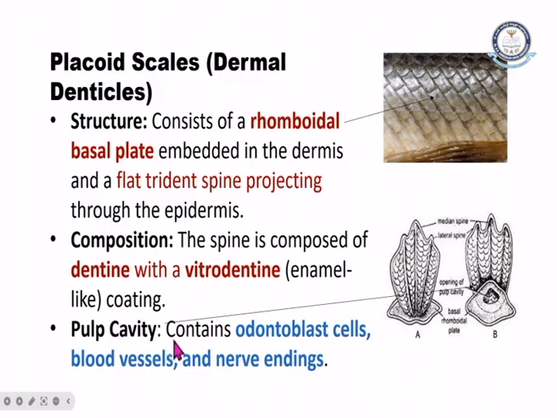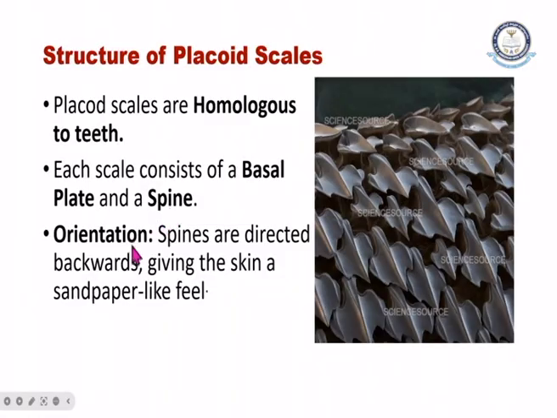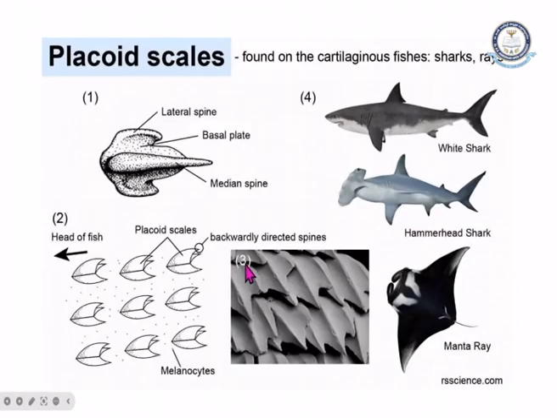The pulp cavity is present, and it contains odontoblast cells, blood vessels and nerve endings. Structure of the placoid scale: here in this picture you can see the placoid scale very clearly. This is like a tooth. Each scale consists of a basal plate and a spine. Orientation: the spines are directed backwards, giving the skin a sandpaper-like feel.